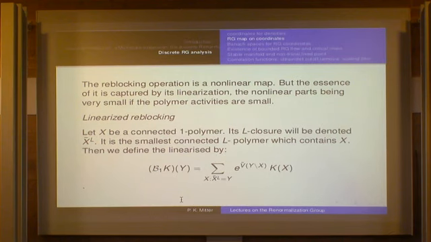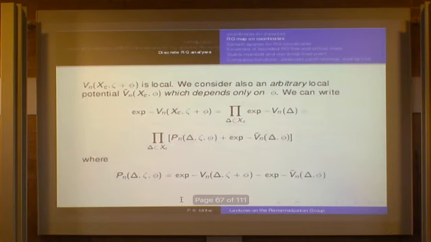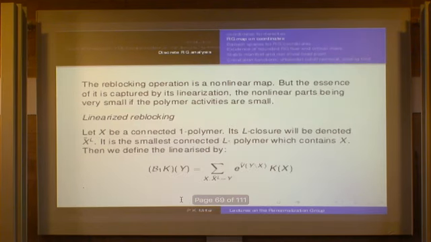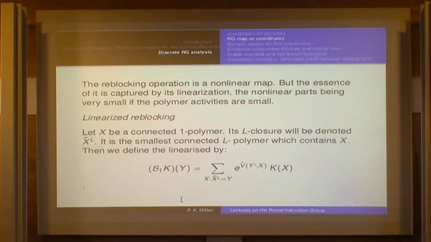The reblocking operation is a nonlinear map. But the essence is captured by its linearization. Okay? And we define the linearization this way. So if X is a connected one polymer, its L closure will be denoted by X bar L. It's the smallest connected L polymer which contains X.